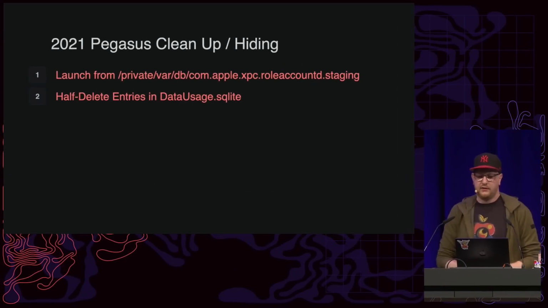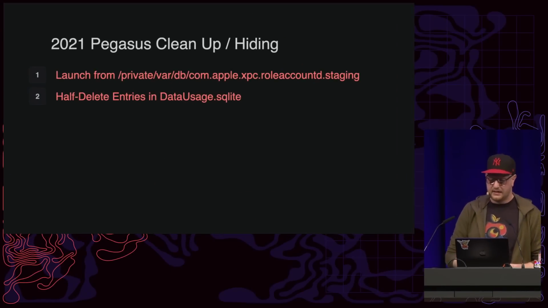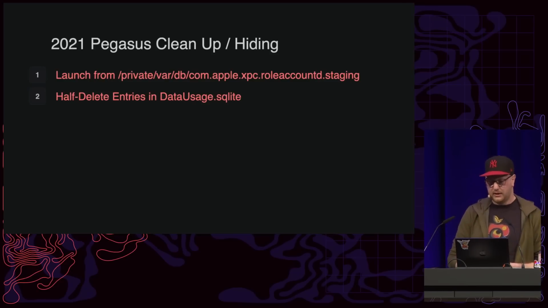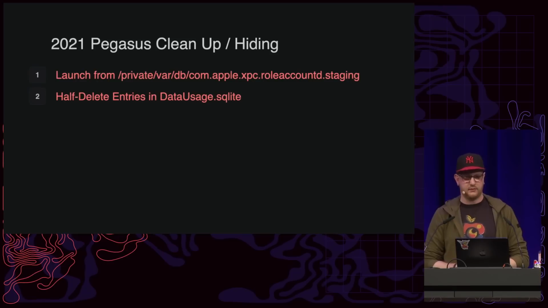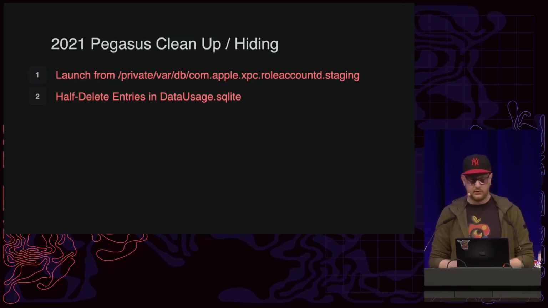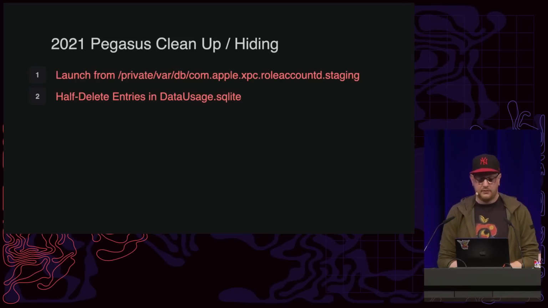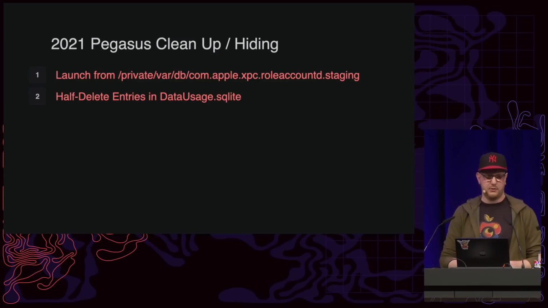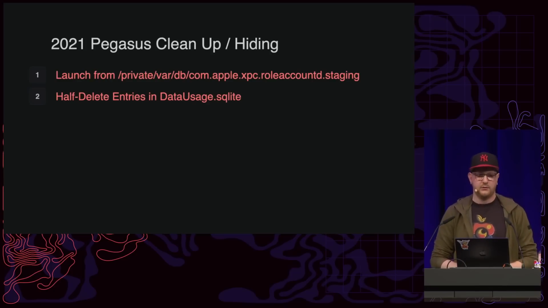What we could also see there is that Pegasus started to clean up their traces and hide a lot. They were deleting entries in data usage.sqlite, but they did a not so complete job, which left a specific trace that allowed us to detect that as well. And they were launching from a directory which is now pretty often abused by malware. That directory is also automatically cleaned after a reboot. So if you have a spyware sample there and your device is rebooted, it's going to be deleted. And that directory is only accessible by root, which also means it's very hard to inspect that device.